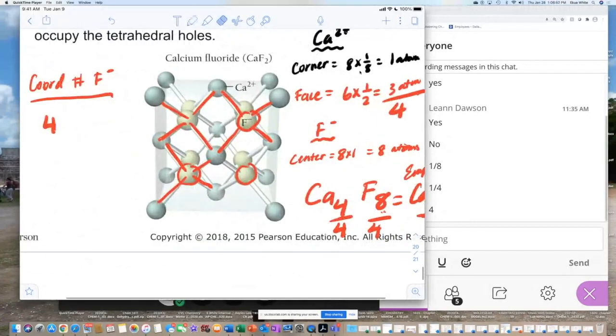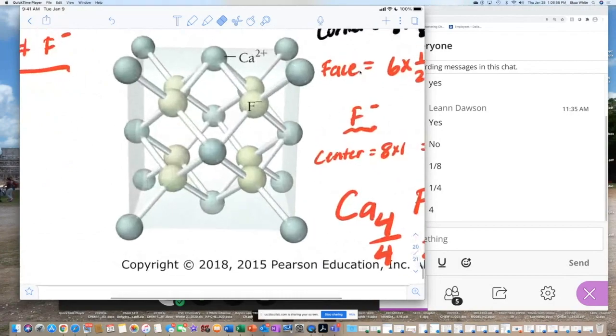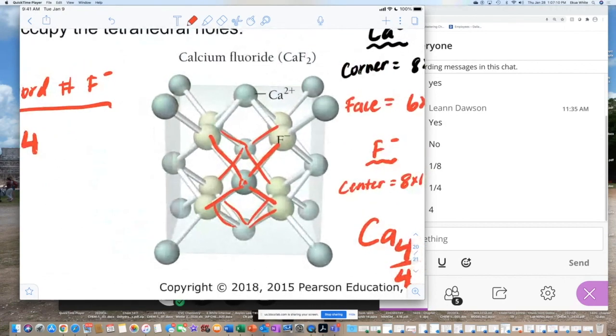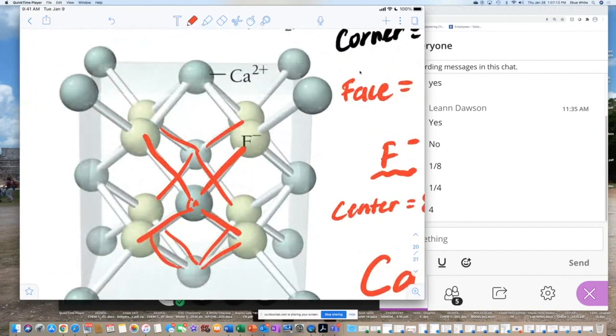I don't know. Let's see. Just because they say doesn't mean I necessarily see it. Okay. Let's see if we can find 8 for calcium. This calcium ion here, I only see 4. This other one, I only see 4. This, I also only see 4. All the calciums here, I see 4 or less, right? So that means we're missing some.